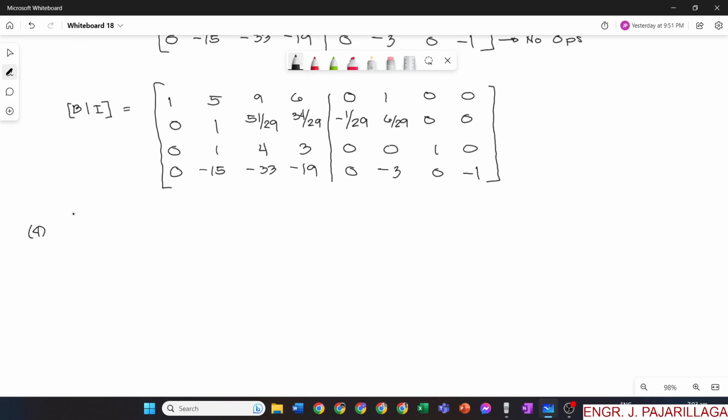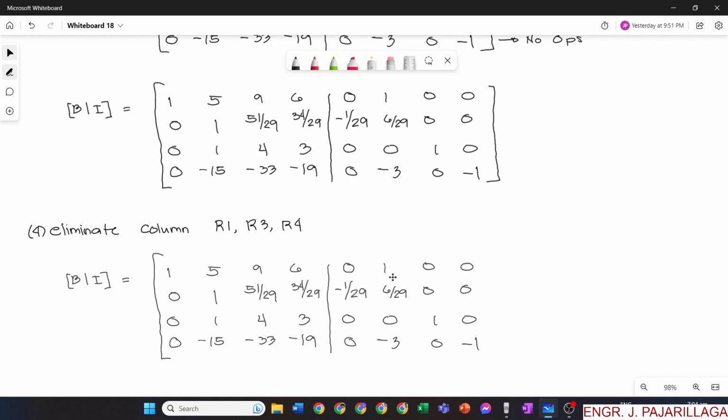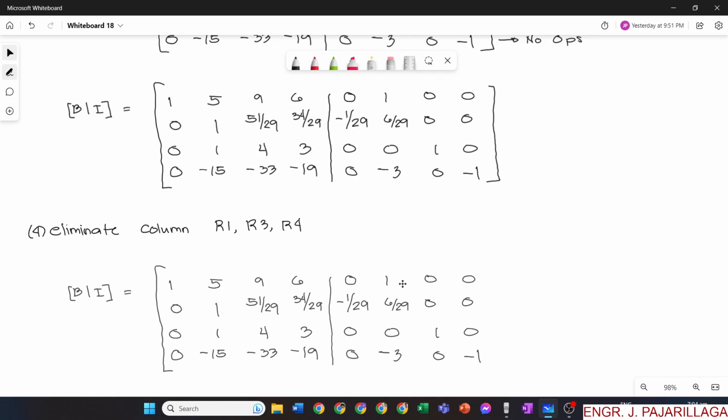Again, after you pivot, you eliminate. So, dalawa lang naman. Diba? After you pivot, you eliminate. And this time, ang i-eliminate natin is column 2, row 1, row 3, and row 4. Okay? These are the values na i-eliminate natin. Okay? So, ipipaste ko na lang dito. Ayan.